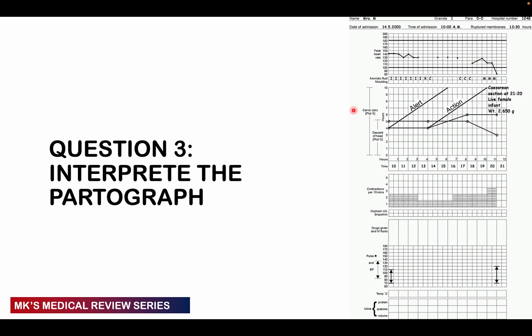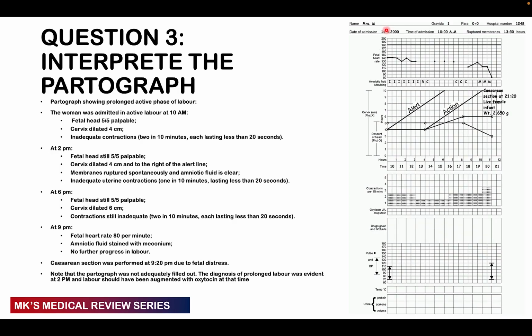So again, preliminaries. This is a partograph of Mrs. M. She's a primigravida, and she was admitted on the 14th of May in 2000, and the time of admission was 10 hours. The membranes ruptured at 13:30. The hospital file number is 1248. So again, this woman was admitted at 10 a.m. And as we see at 10 a.m., she was 4 centimeters dilated with a descent of 5 out of 5.